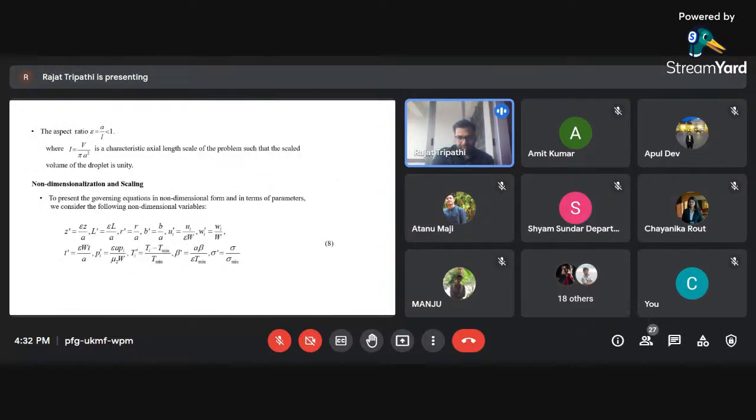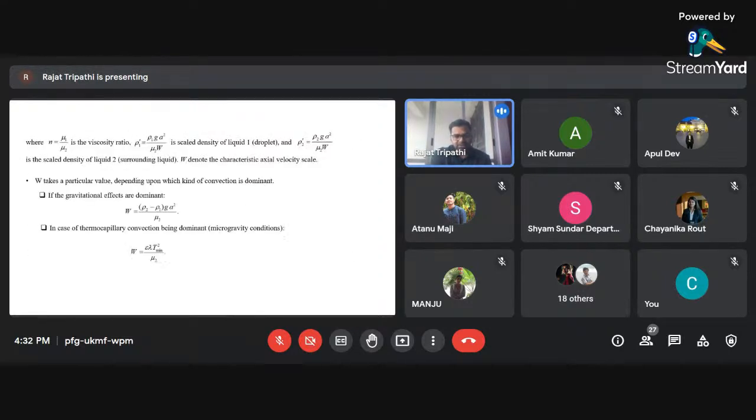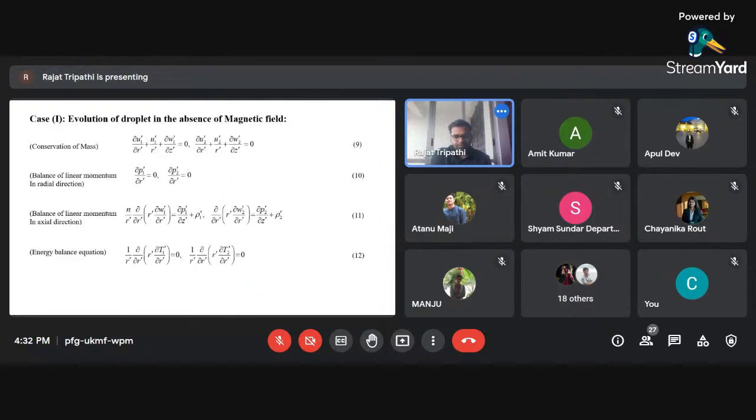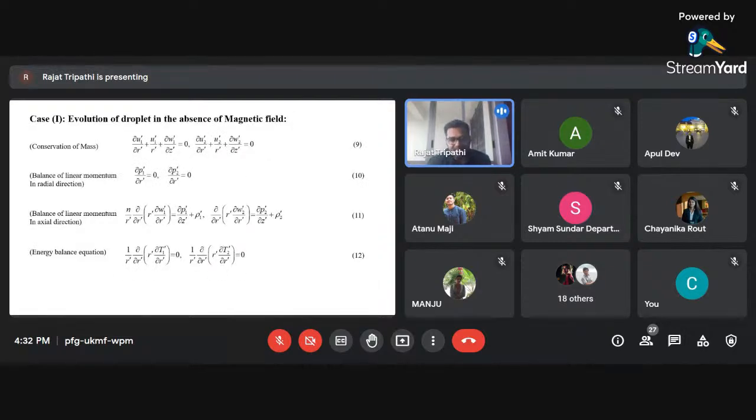So in order to solve it, we use non-dimensionalization so that there is no complexity due to the different dimensions of different variables. We use equation number 8 to non-dimensionalize the given equations. Once we non-dimensionalize them, these are the forms of the continuity equation, the balance of momentum equation for fluid 1 and fluid 2 in radial and axial direction, and the energy balance equation or temperature balance equation.